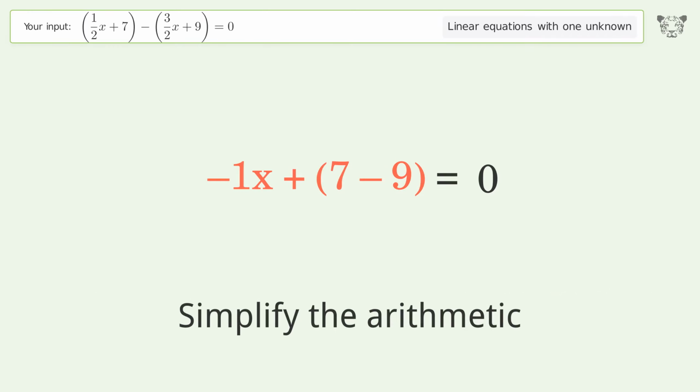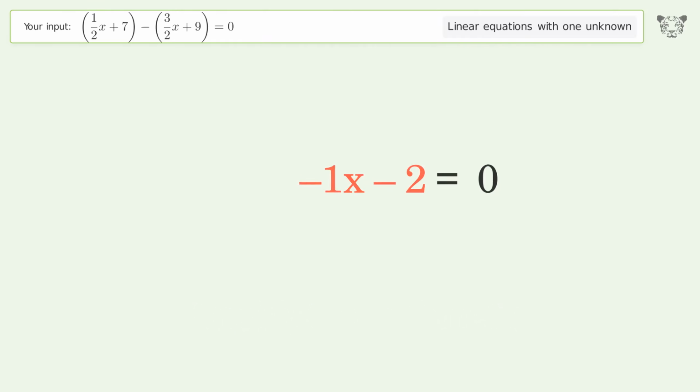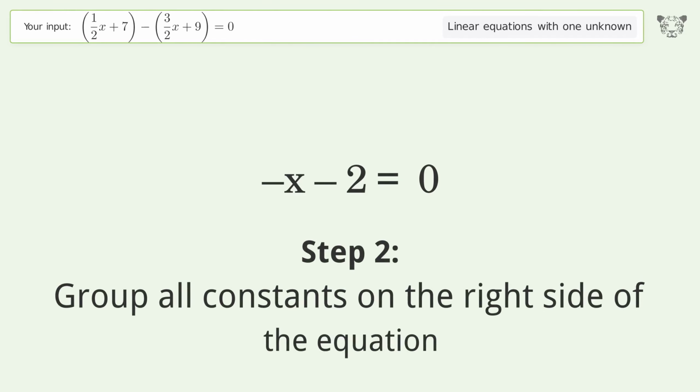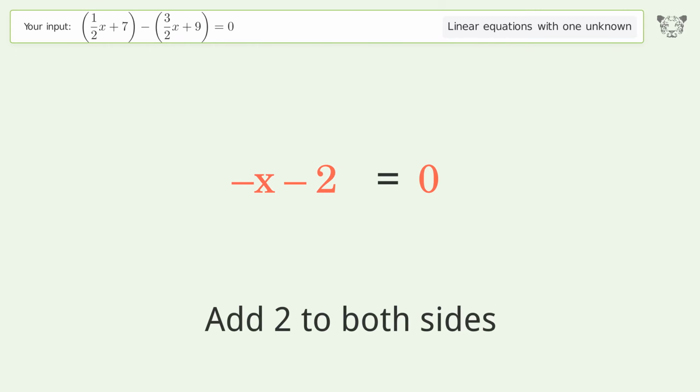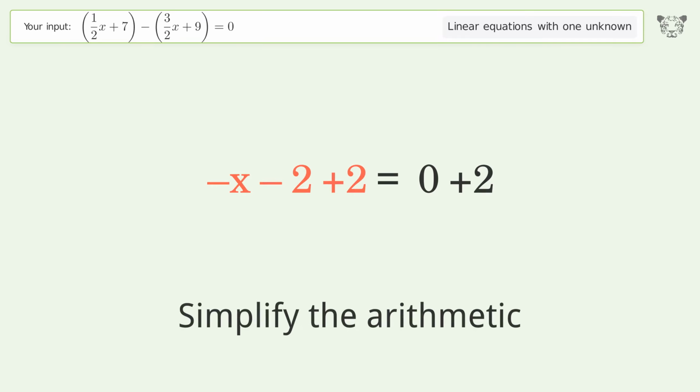Simplify the arithmetic. Group all constants on the right side of the equation. Add 2 to both sides. Simplify the arithmetic.